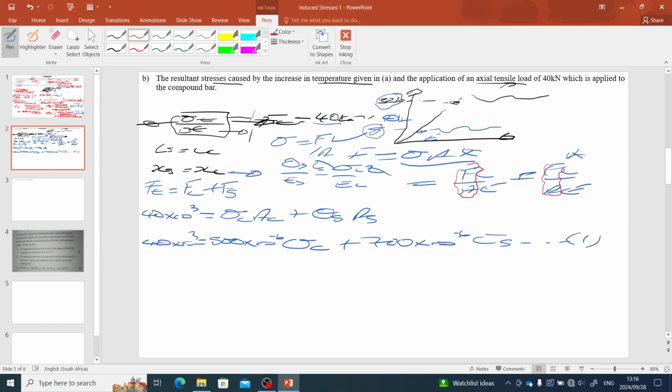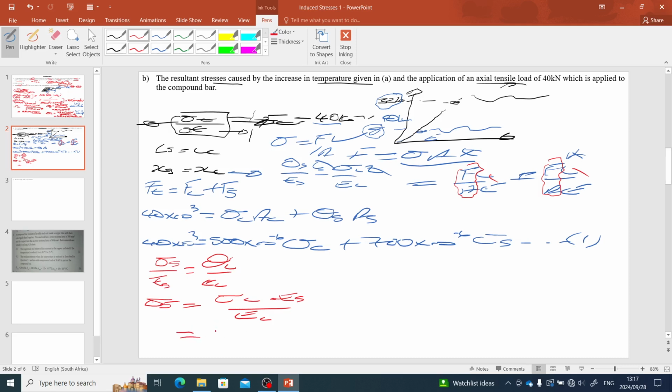Force over area, it is stress. The length and the length will cancel out. Then we have stress over E, stress over E. That's what we have there. We are having stress steel over Young modulus steel equals stress copper over Young modulus copper. Then we make stress steel the subject of the formula. Then it will be stress copper multiplied by E steel over Young modulus copper.